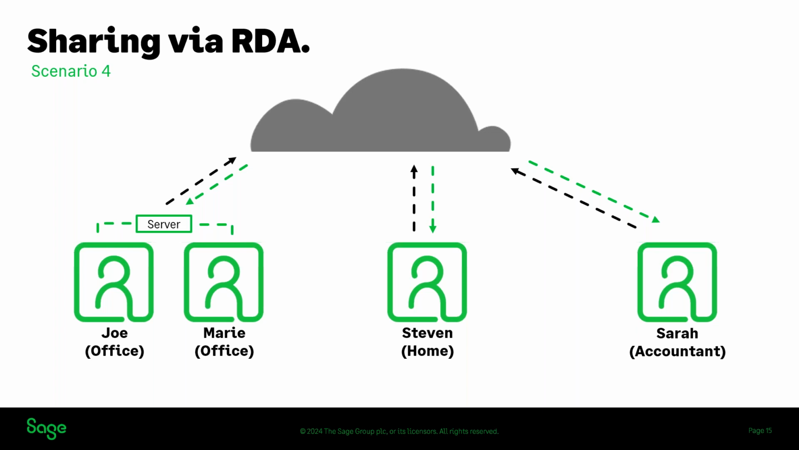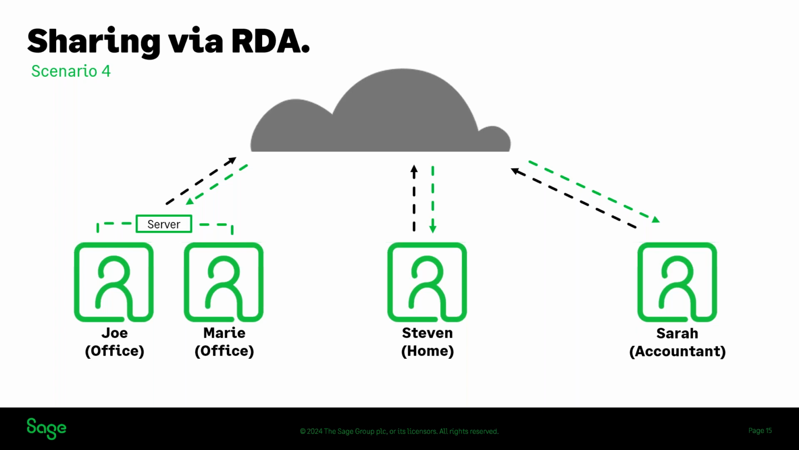If you do have a server set up, then we would recommend to set up remote data access from that location first. You would then only apply remote data access to Joe and Marie's user records when you're setting them up if they have another machine at a different location that needs to connect remotely.